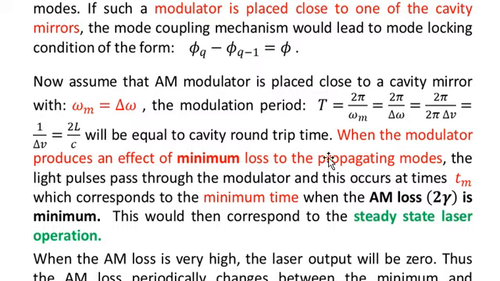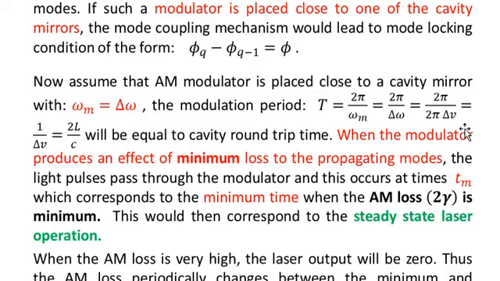The AM modulator has a fluctuating loss; its loss varies sinusoidally with the frequency omega m, or in this case with the frequency delta omega. So delta omega is the frequency of the modulator, and the modulator oscillates between its minimum and maximum values. When the modulator has a minimum value, it presents a minimum cavity loss to the propagating modes of the laser. And when the loss is minimum, of course the output is maximum.